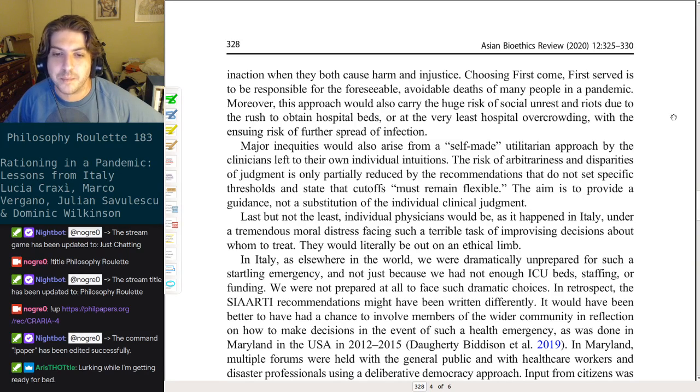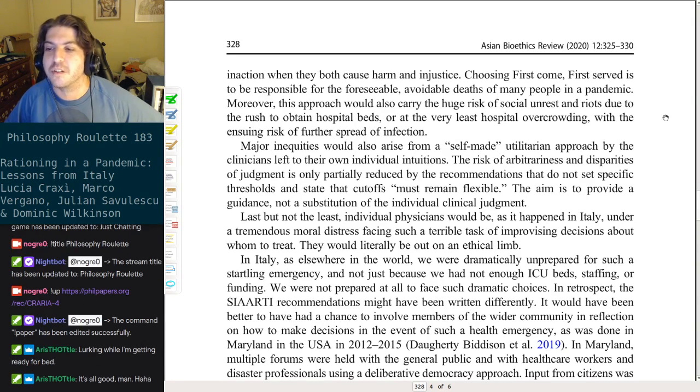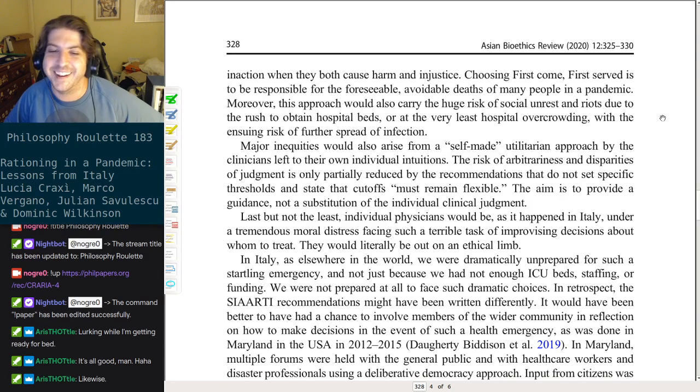Moreover, this approach would also carry the huge risk of social unrest and riot due to the rush to obtain hospital beds, or at the very least hospital overcrowding, with the ensuing risk of further spread of infection.